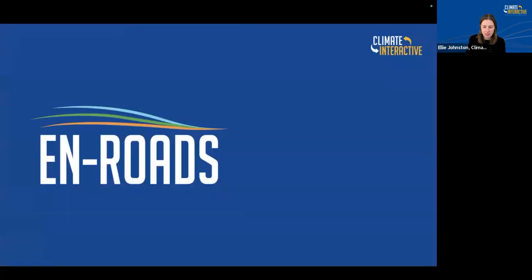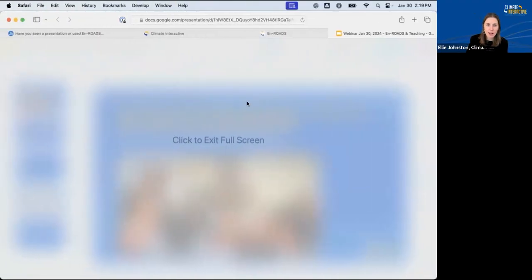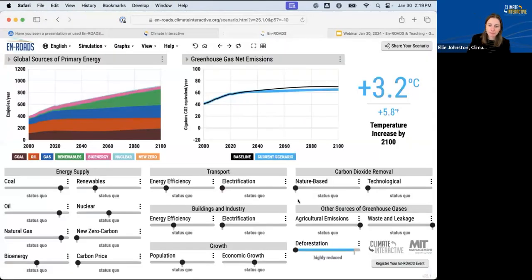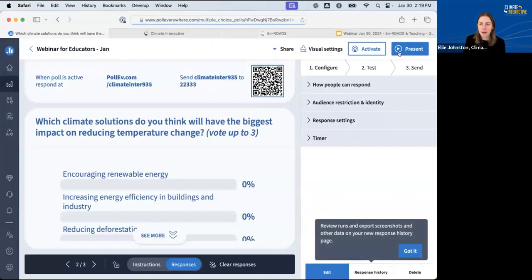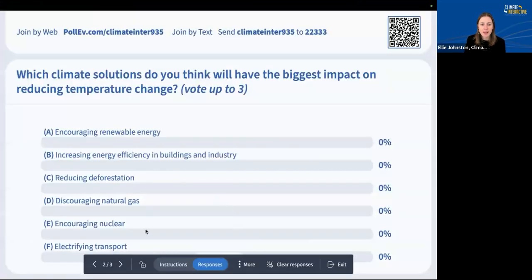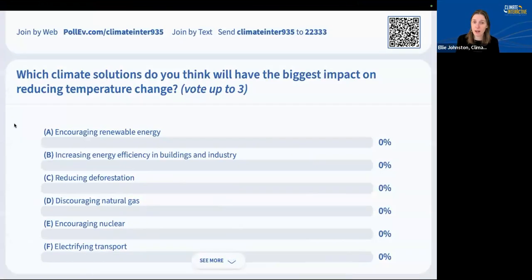So just as an example of how this would work, let me go back to En-ROADS. I moved the deforestation slider earlier. I'll just leave that for our purposes right now. But I'm going to go back to Poll Everywhere. So if you could drop the link to Poll Everywhere back into the chat so everyone has that. And the question is, which climate solution do you think will have the biggest impact on reducing temperature change?